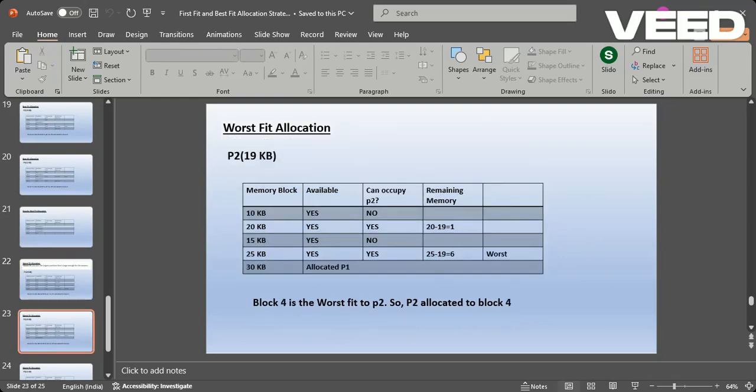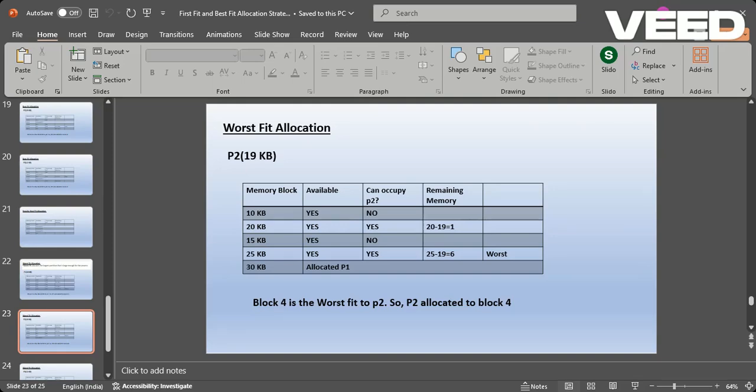Okay, then the next process is P2, which is size 19 KB. So here, from the starting location, 10 KB, we need to search. 10 KB is not enough to store P2. The next location, 20 KB, is not enough to store P2. Then the third, 20, is enough to store P2. So here we want to find out the memory wastage. 20 minus 19 equal to 1.